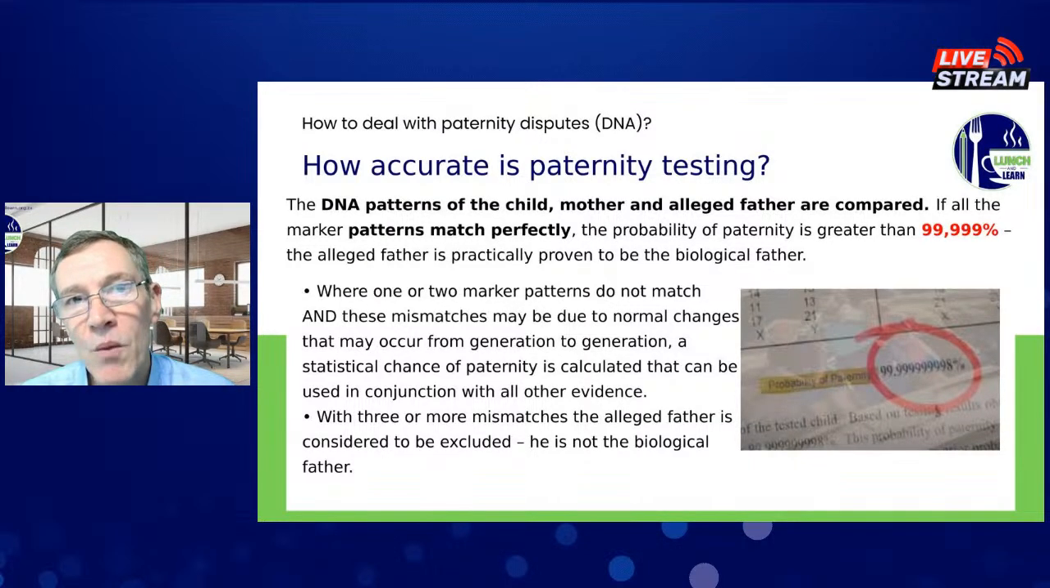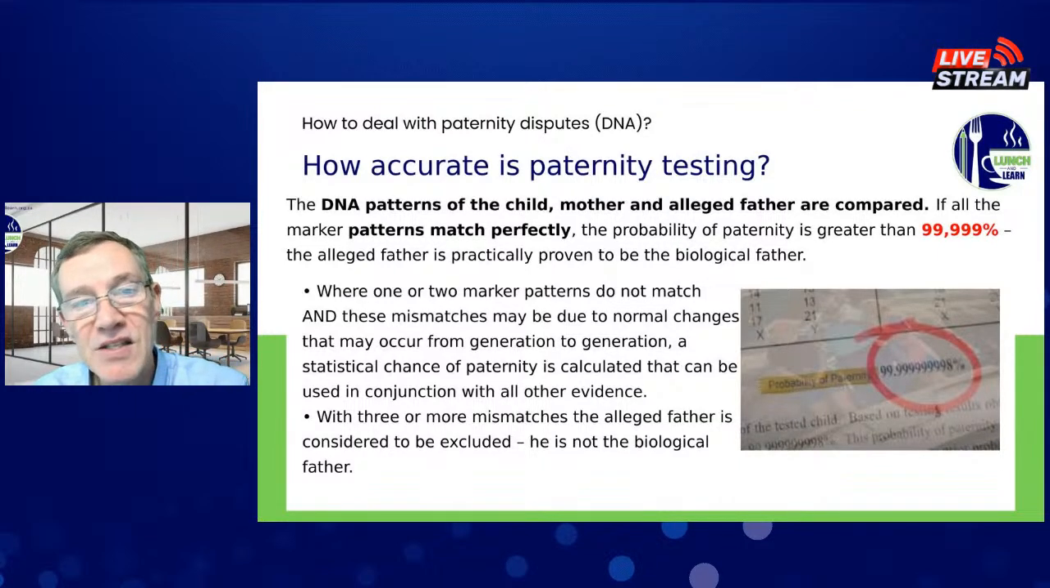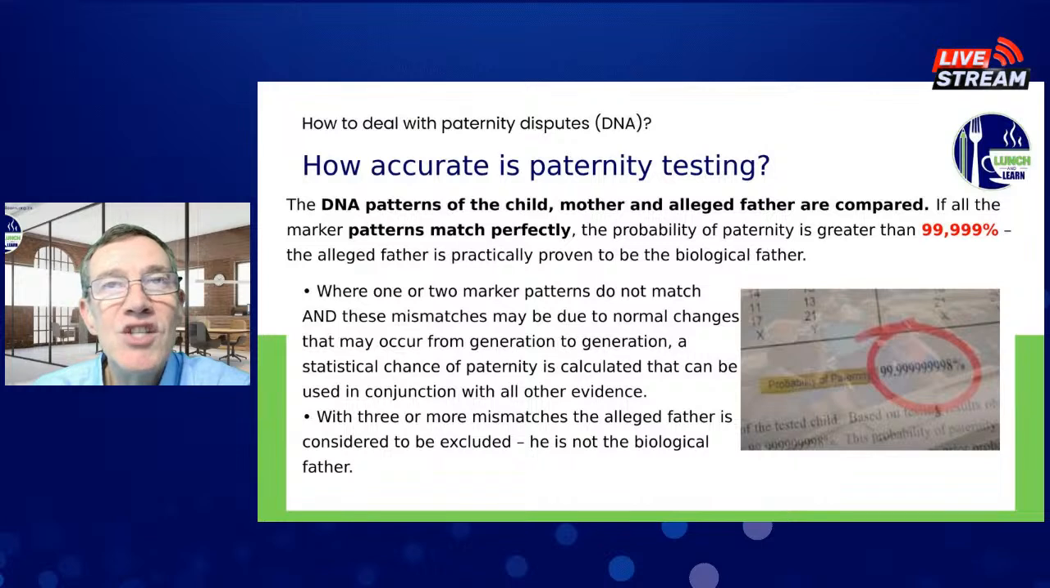And I've read up cases where people were exposed to long-term radiation, and that changed their DNA, and upon investigation, it was actually not that the DNA was changed or altered. The genomes were still the same, but it was mutated. But the blueprint and the markers regarding paternity could still be used. So the DNA patterns of the child, the mother, and the alleged father are compared. And if the marker patterns fit perfectly, like in little blocks, then the probability of paternity is greater than 99.999%, and the alleged father is then proven to be the biological father.